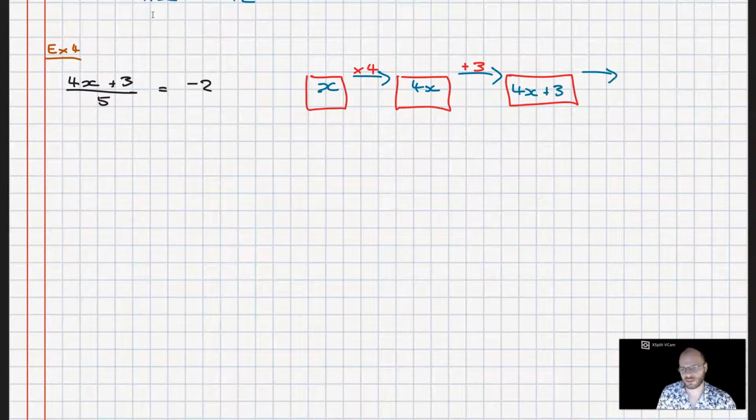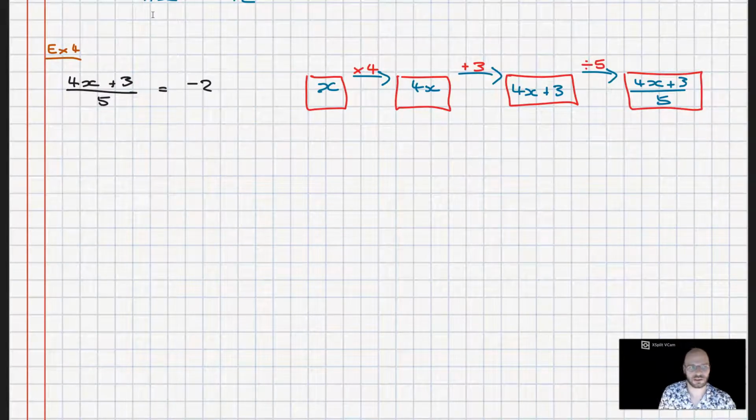Then finally, what are we going to do? Well, we're going to divide it by 5. So that will give us 4x plus 3 all divided by 5, like so. And thus we build our expression on the left hand side. Now to reverse it, rather than divide by 5, we times by 5. Rather than plus 3, we take 3. Rather than times 4, we divide by 4, like so.